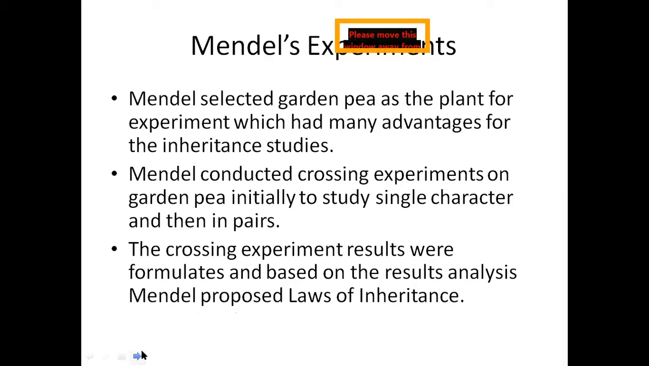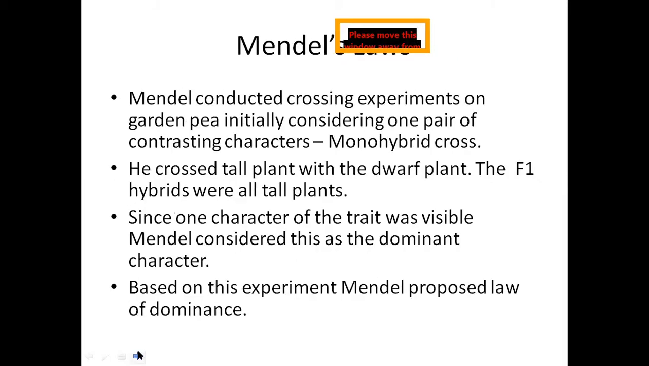Initially, Mendel started conducting hybridization experiments on a single character. It could be the height of the plant, the shape of the seed, or the position of the flower. Like this, he considered a single character. Later on, he started considering pairs of characters. Based on that, we classify the Mendelian experiments into the monohybrid cross and the dihybrid cross. Based on the results of these experiments, Mendel proposed a few generalizations regarding inheritance patterns, called the laws of inheritance, or Mendelian principles.